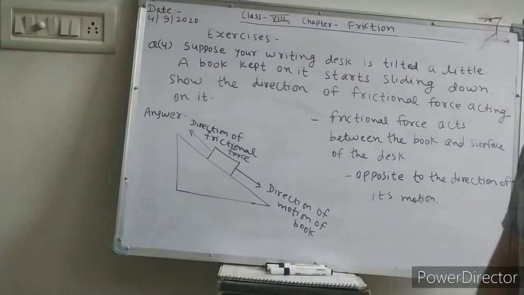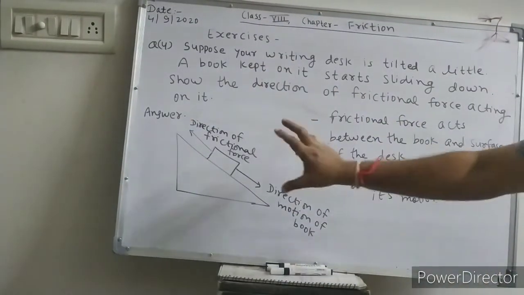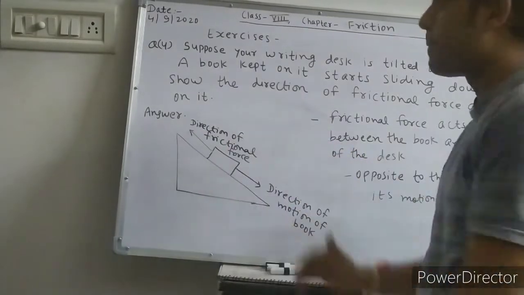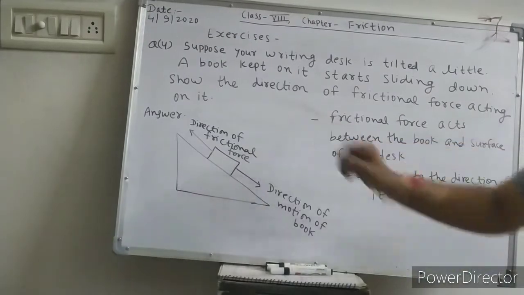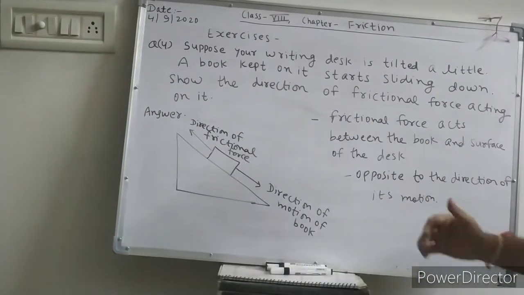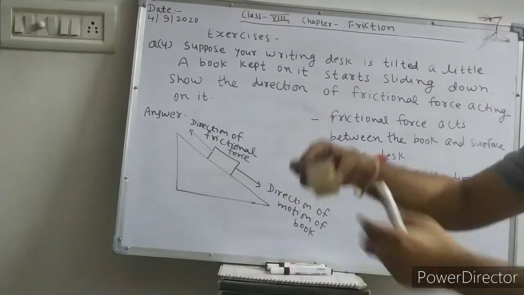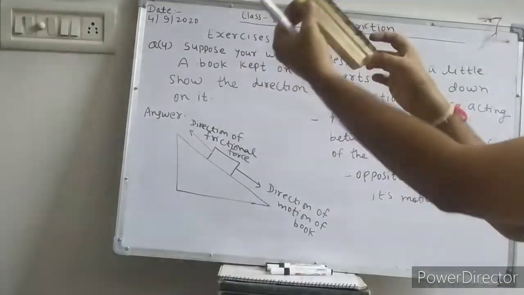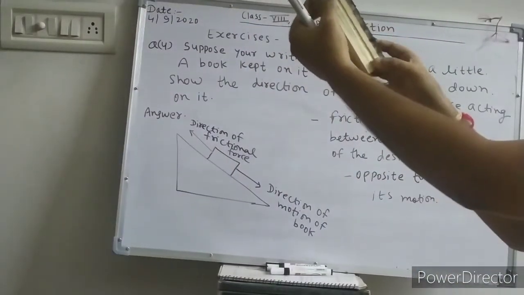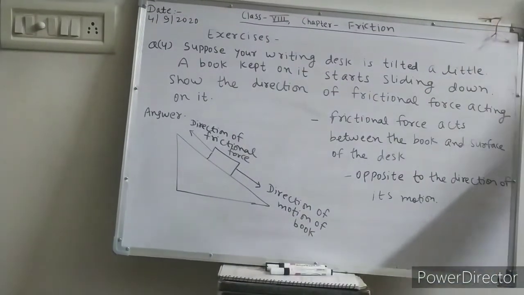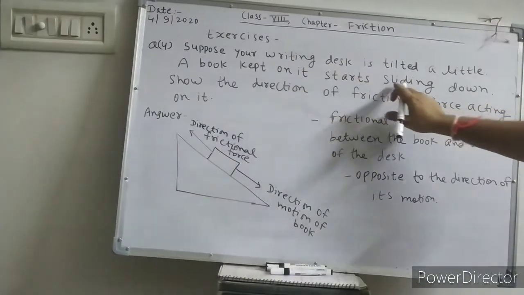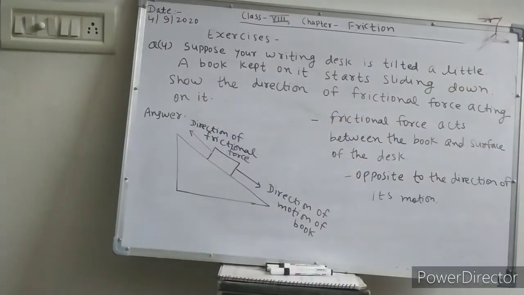Now fourth question. Suppose your writing desk is tilted a little like this. Tilted means like this, in this direction, understand. So if your writing desk is tilted a little, a book kept on it starts sliding down. Show the direction of frictional force acting on it.